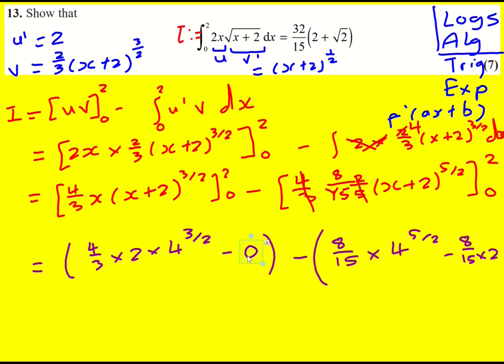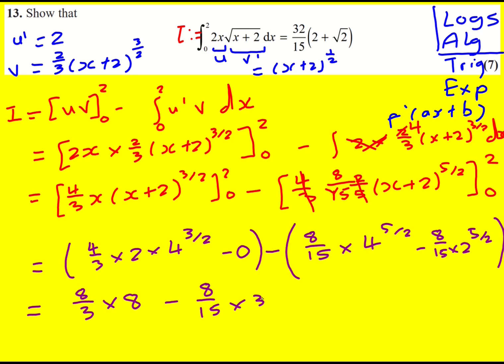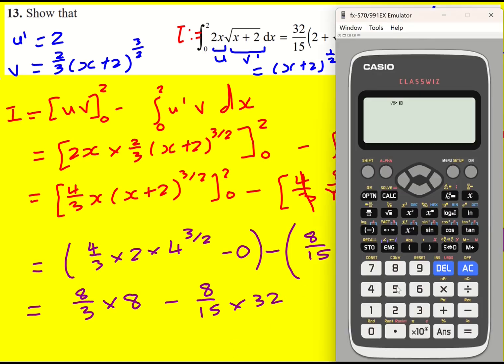Sorry, I didn't quite leave enough space. Okay, so I get 8 over 3, 4 over 3 times 2. Then 4 to the 3 over 2, you can put it in your calculator, but actually you can do the square root of 4, which is 2, then cube it, and we're going to get 8. Then minus 8 over 15 times the square root of 4 is 2, then cube that, I'm going to get 32. But you can, of course, just do 4 to the 5 over 2.